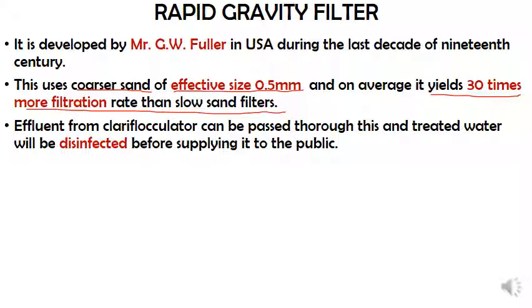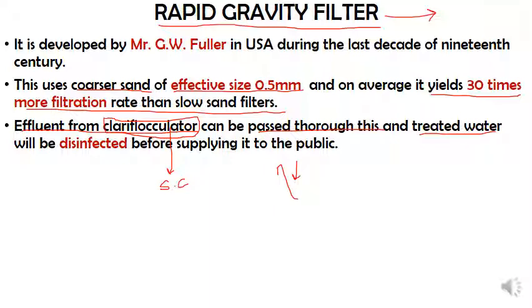Now, since the rate of filtration is more, obviously the efficiency we are going to get will be less. So the effluent from this clariflocculator, and clariflocculator means what? Sedimentation aided with coagulation. Clariflocculation is a treatment unit we use for the process of sedimentation aided with coagulation. This effluent can be passed through the rapid gravity filter, and once the effluent of the filter comes out, that water is again disinfected before supplying it to the public.